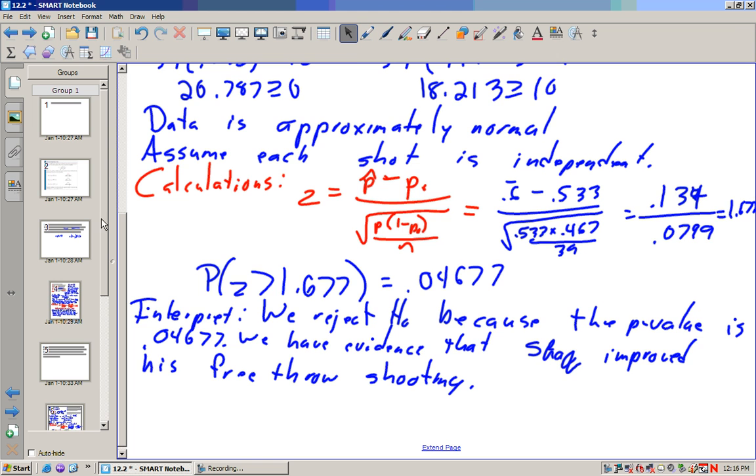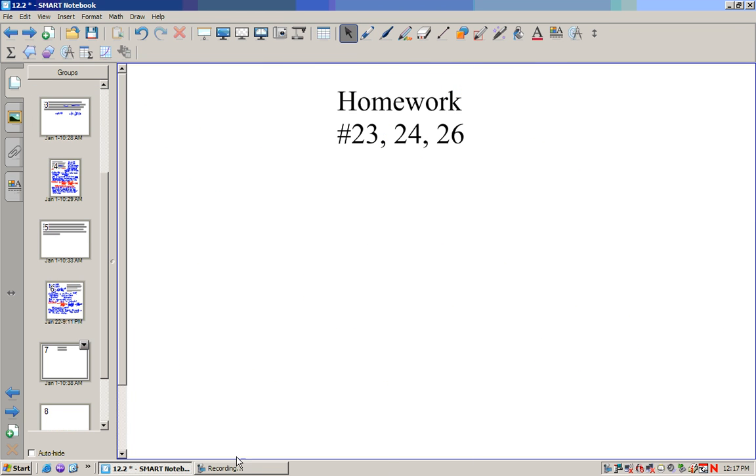All right, there's two examples. So hopefully that can help you get through this homework.